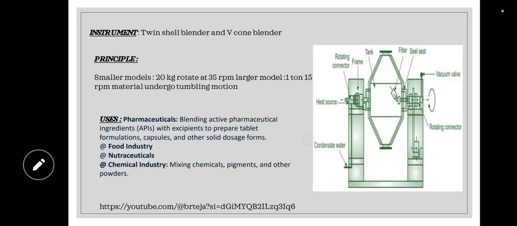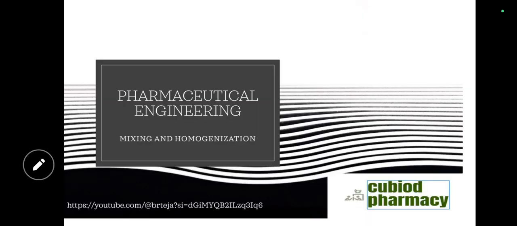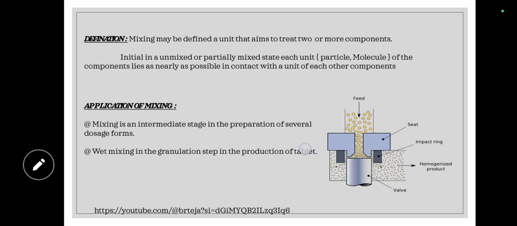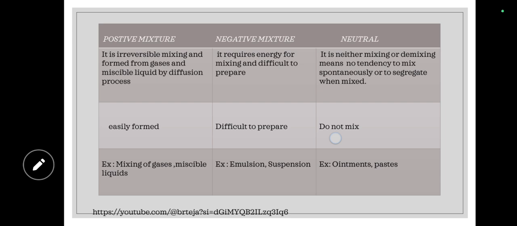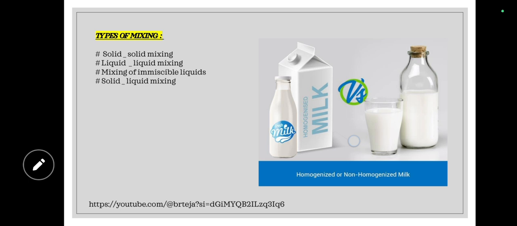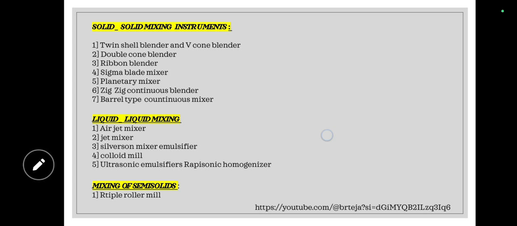Beginning stage, we discussed one by one, deeply, one time. Definition and application of mixing. Next one, positive mixers, negative mixers and neutral mixers. Next one, types of mixing: solid to solid mixing, liquid to liquid mixing, mixing of immiscible liquids and solid liquid mixing. Next one, solid to solid mixing instruments, liquid to liquid mixing instruments and mixing of semi solid instruments. These are all instruments used in the pharmaceutical industry.